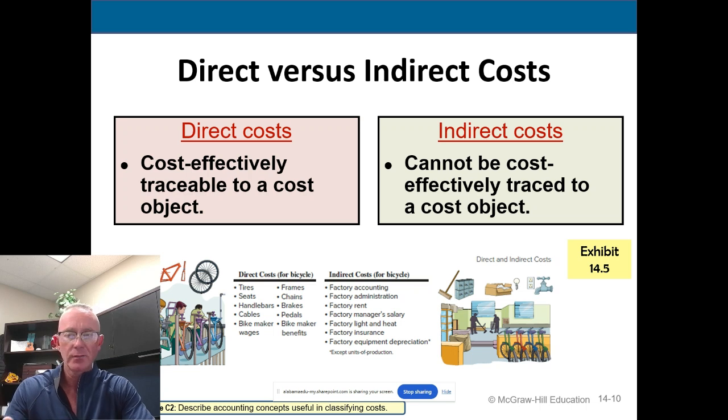So here they're talking about tires, seats, handlebars, cables, chains, any of the components that go actually into those manufactured goods. That is a direct cost.